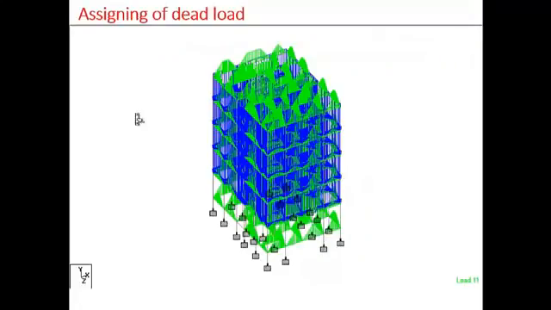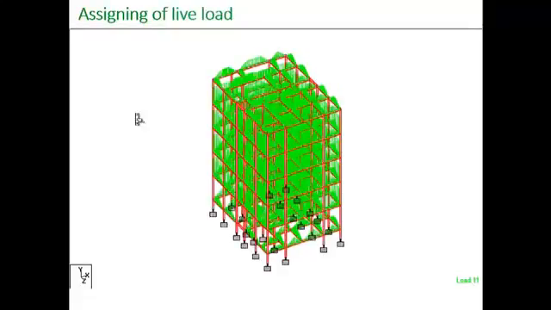This is the assigning of dead load, where all the green color indicates the slab load and blue color indicates the wall load. Assigning of live load.